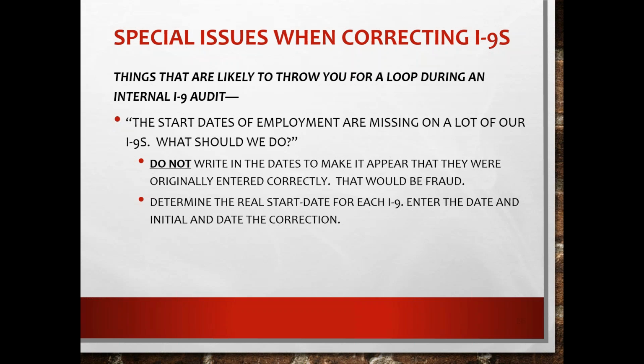and then put those start dates into the right blank, and then initial and date those corrections, making it very clear to the government when you made the change. Now that's going to be a violation because that date should have been entered when the I-9 was prepared initially. And there's really not much you can do about that, but you may get some credit if you go ahead and put that in there, clearly showing that you did it after the fact and that you were just trying to close up the holes in some of your I-9s.